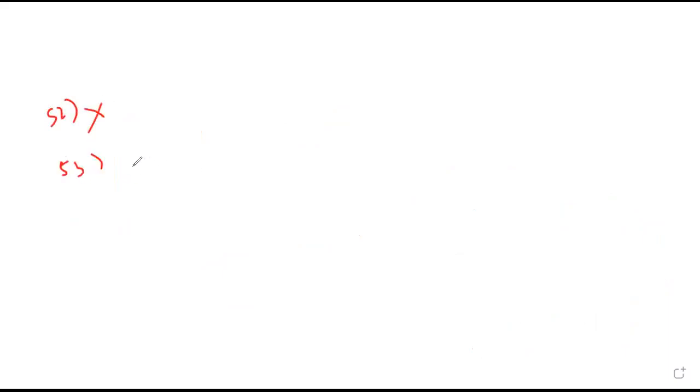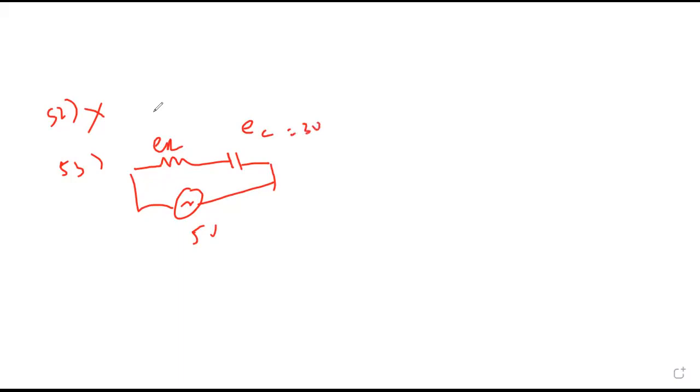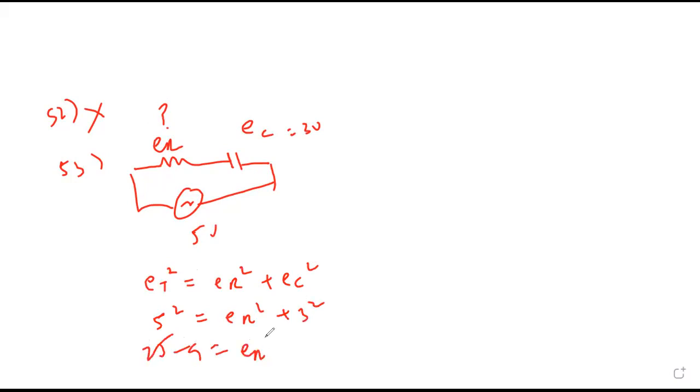53. A resistor and capacitor are connected in series with 5 volt AC. The RMS voltage across the capacitor is 3 volt. How much is this? E total square is ER square plus EC square. So 5 square will be ER square plus 3 square. 25 minus 9 is ER square. ER square is 16. So ER equal to 4 volt.